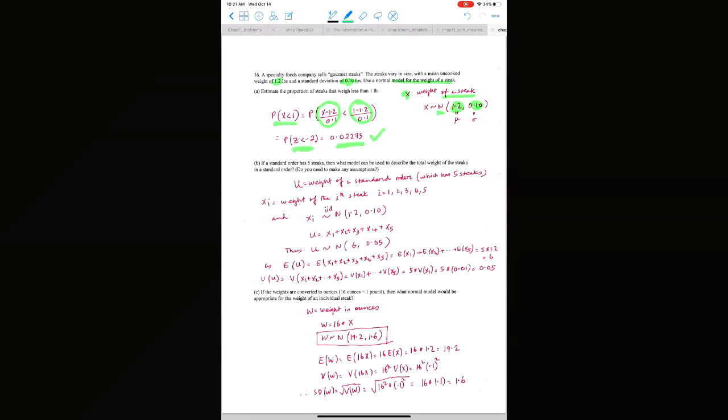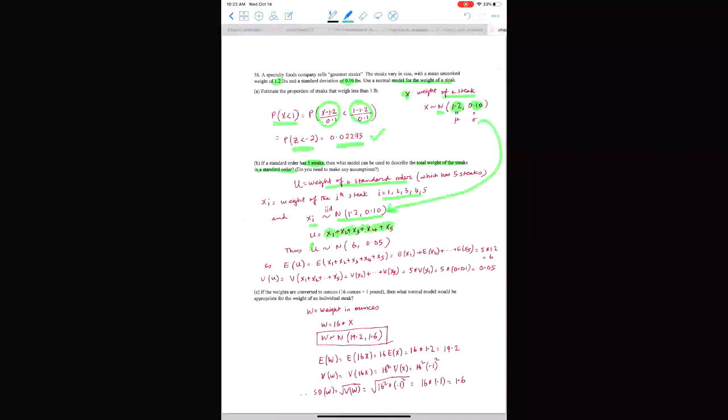If a standard order has 5 steaks, then what model can be used to describe the total weight of the steaks in a standard order? So U is this total weight. The individual weights are denoted by X1 to X5. So the Xi's are IID normal 1.2, 0.1, like we said here. So my U is equal to X1 plus X2 plus X3 plus X4 plus X5.